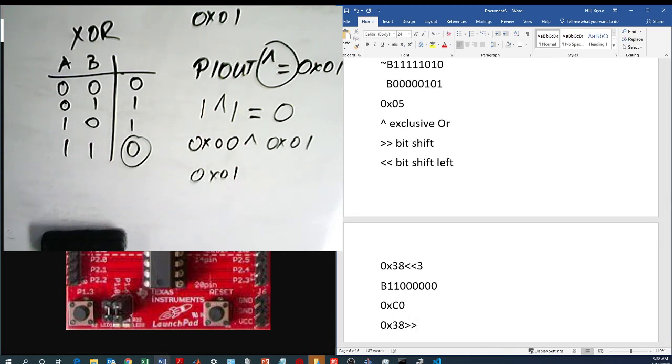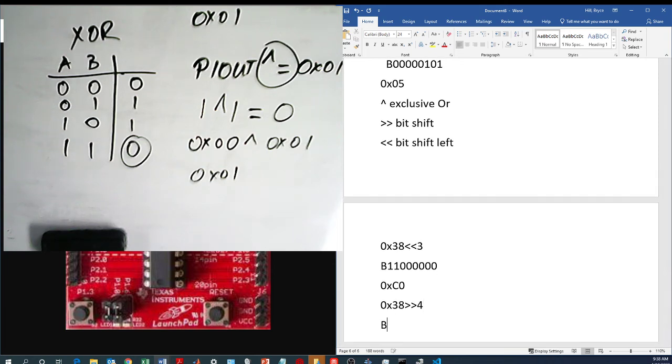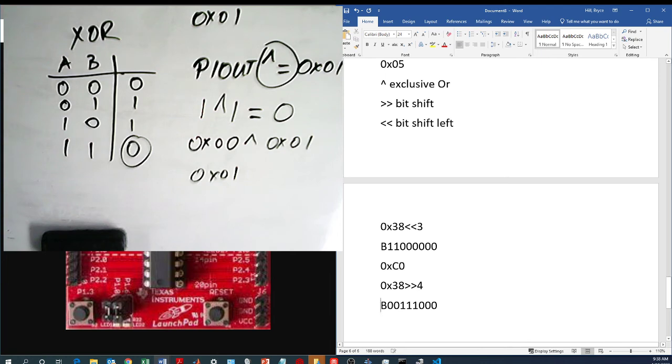0x38, I'll do the same thing. Right shift by 4. So we start with the original, which was b00111000. Then I'm going to cut off the least significant bits and add in 4 zeros at the top, and so this ends up being 0x03. No wonder, we cut off the least significant nibble. We were only left with the shifted version of that nibble, 0x03. And so these are all things that we can do in our microcontroller.